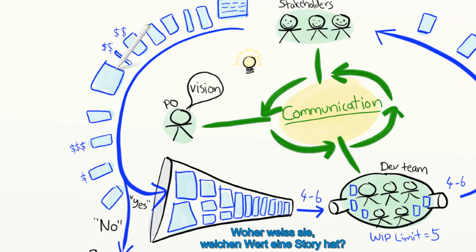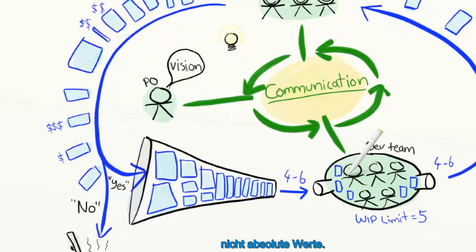But wait a sec. How does she know the value of a story? And how does she know the size? Well, here's the bad news. She doesn't. It's a guessing game. And it's a game that everyone is involved in. Pat continuously talks to stakeholders to find out what they value. And she continuously talks to the team to find out what they think is big or small in terms of implementation effort. These are relative guesses, not absolute numbers.